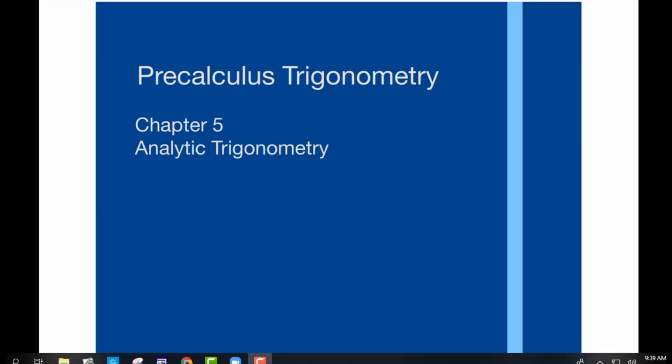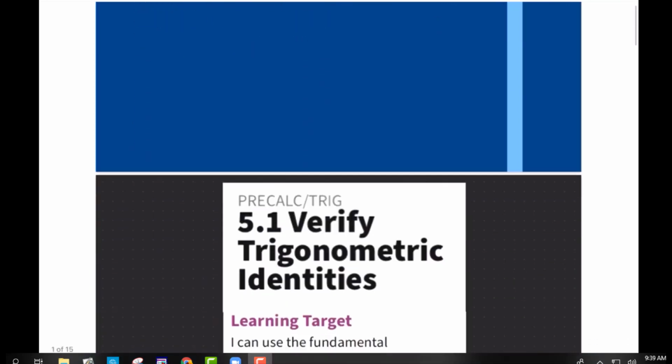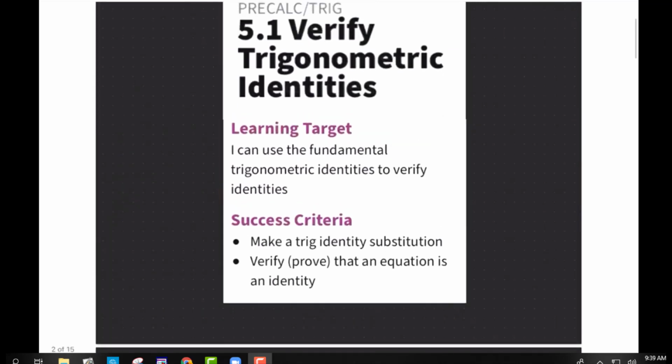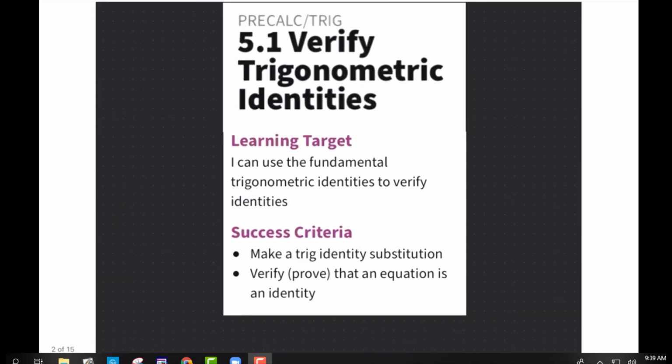To start chapter 5, which is of course some more trigonometry, analytic trigonometry, we get to analyze some trig identities and come up with some explanations behind them. Sound good? So 5.1, we get to do some verifying of some trigonometric identities.